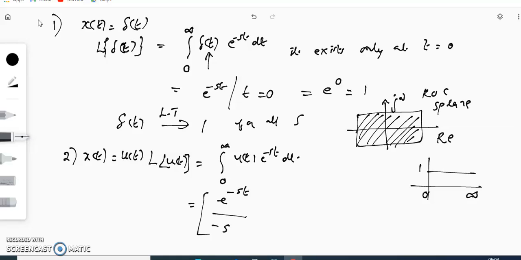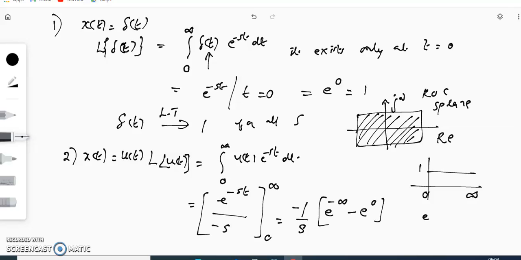You are integrating with respect to time, so this minus s is a constant. Bring down minus s. Apply the limit 0 to infinity. So this is equal to, minus s is a constant, you can take it outside. Minus 1 by s into e raised to minus infinity minus e raised to 0.